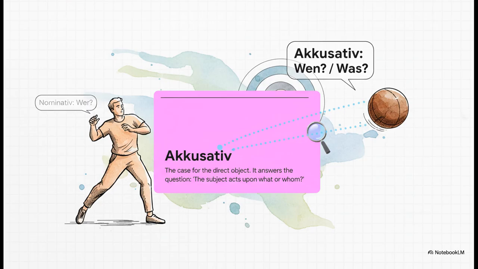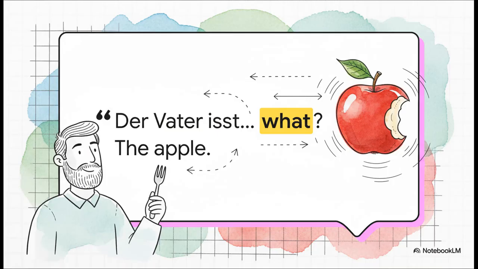Think of it this way. If the nominative is the person throwing the ball, the accusative is the ball itself. It's the thing that's directly getting that action. Let's go back to our father. Der Vater isst, the father eats what? He eats the apple. The apple is the target of the eating. It's being acted upon. That makes the apple our direct object, and that means it has to be in the accusative case.